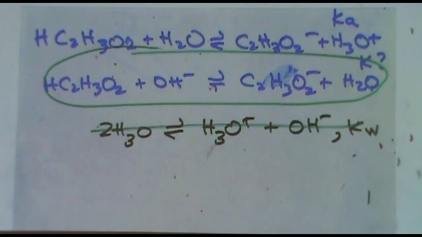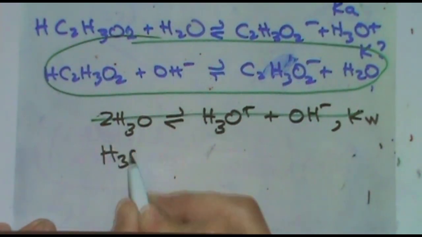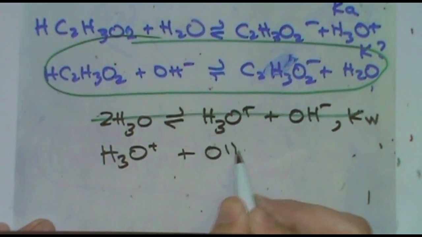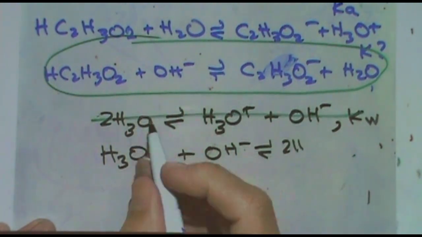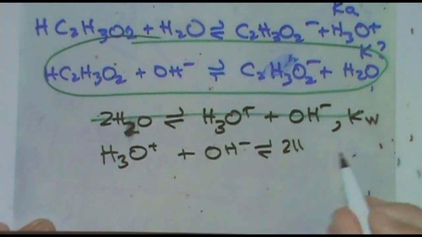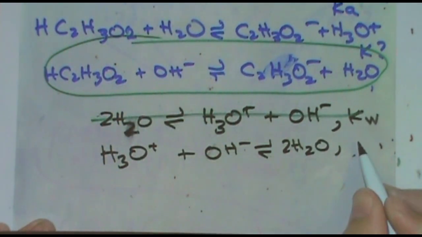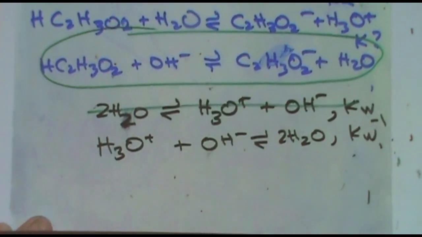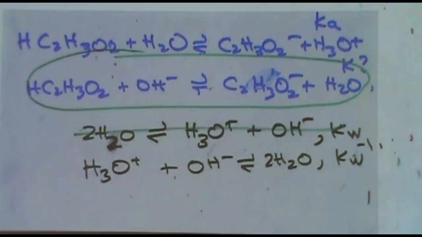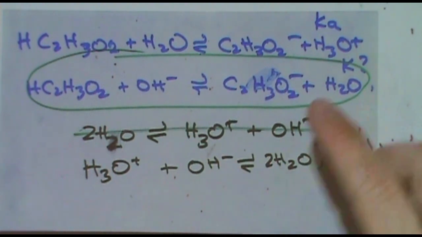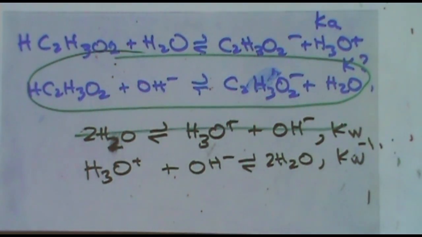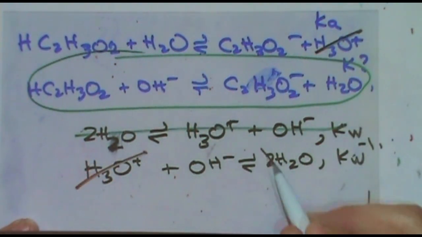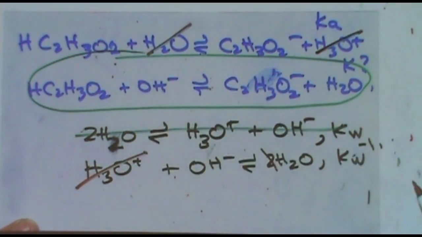I'll rewrite it just so it's easier to see. But you could do this in your head if you can imagine it. This should be H3O+ and OH-, with 2 H2O. This is Kw to the minus 1 now because I flipped it. Okay. Let's see. Do these two reactions add up to the circled one? Let's see, the H3O+ would cancel, right? One of the waters would cancel. Yep.